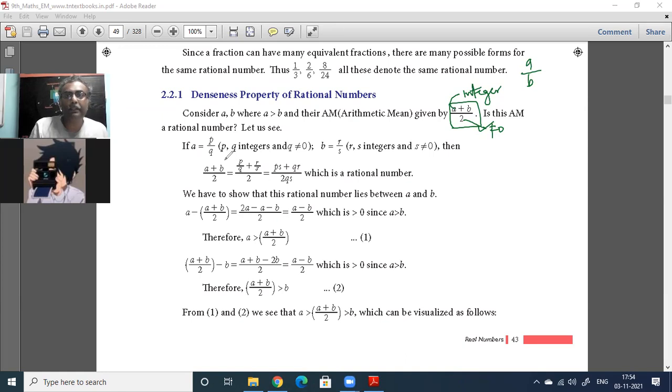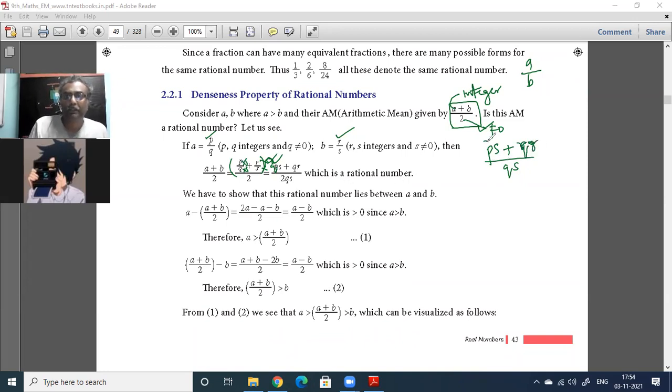So let us see, if A is equal to P by Q, P and Q integers and P not equal to Q, so A is a proper fraction. B is equal to R by S, that is also a proper fraction. Then A plus B by 2 is equal to P by Q plus R by S, by 2. Now what you do? You take the LCM, for Q and S it is QS. Multiply by S, multiply by S, this will become PS. Here multiply by Q, multiply by Q, it will become RQ.